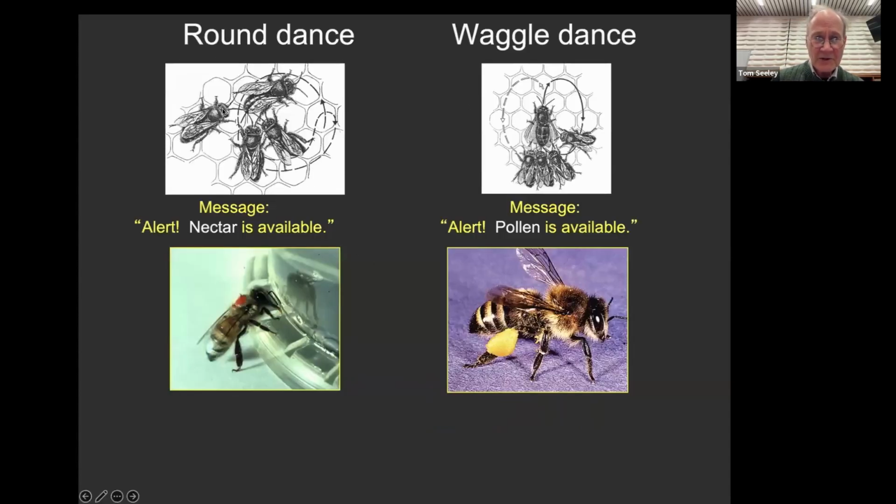And this was his interpretation. The round dance has a message: alert, nectar is available. And the waggle dance, he thought, had this message: alert, pollen is available, because he never saw bees coming in doing round dances with pollen, but he often saw bees coming in doing waggle dances and bearing pollen.